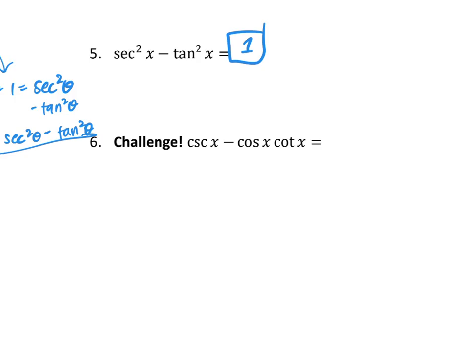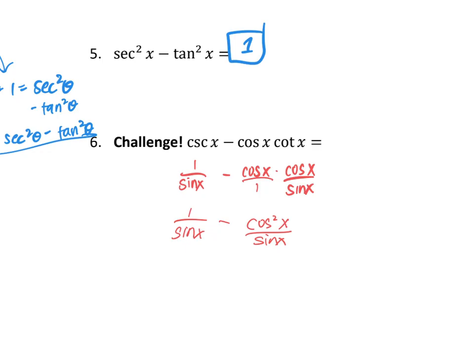So cosecant x, I can rewrite as 1 over sine x. Cosine, I can't really change, but I can change cotangent to be cosine over sine. Then I'll write this as cosine over 1, and then I can simplify this to be cosine squared on the top divided by sine x. And then the first term I'm going to leave as is, 1 over sine x.